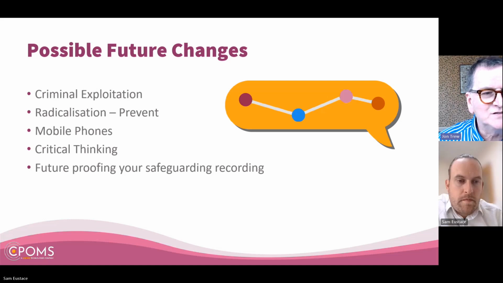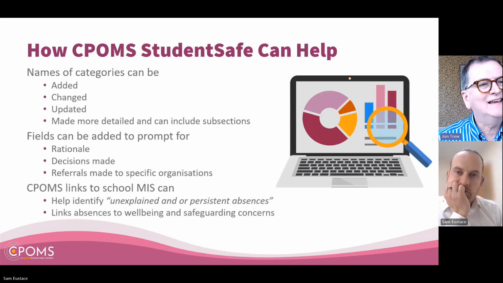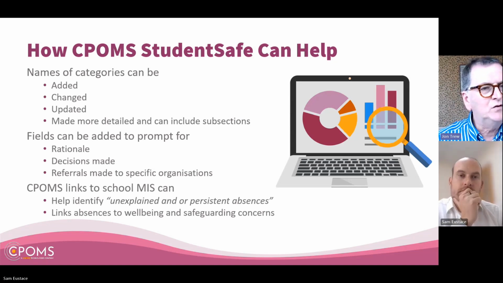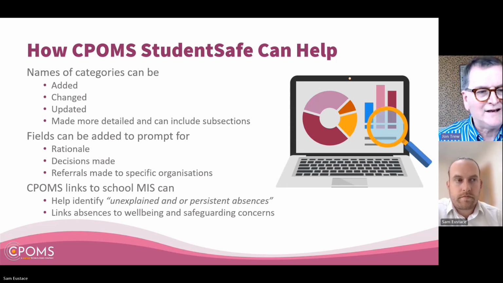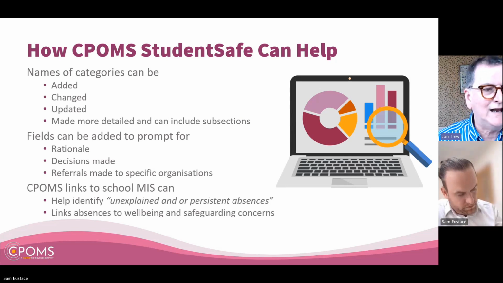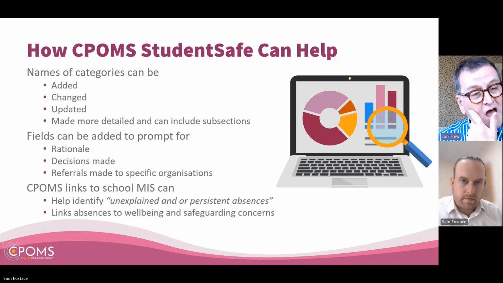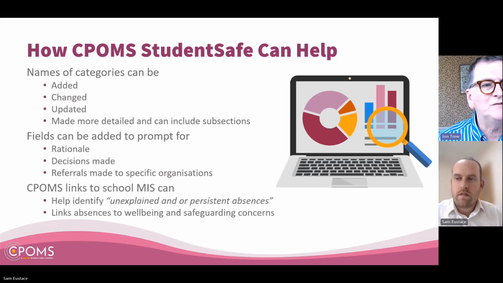So, to summarize how CPOMS Student Safe can help you, first of all, you can change the names of the categories. You can add new categories. So if you want to add a category around domestic abuse and the effects on the child, such as emotional abuse, you can add those. You can also change the categories. For instance, things like peer-on-peer abuse can be changed to child-on-child abuse, so that we can use language that may be more effective. And we can also update names as appropriate.